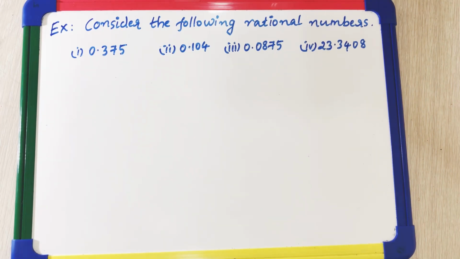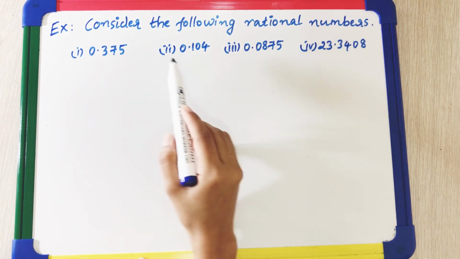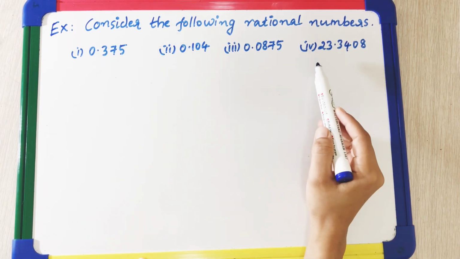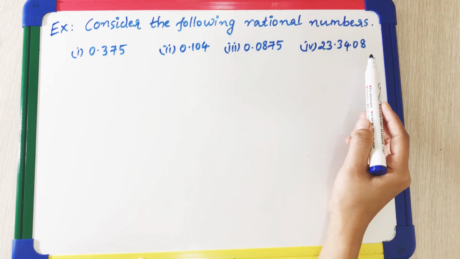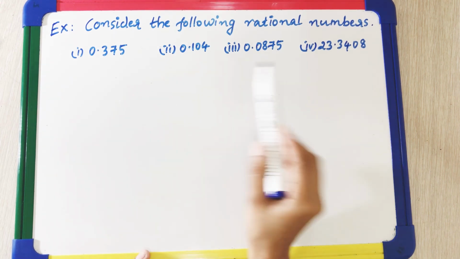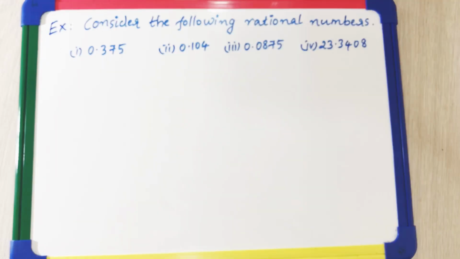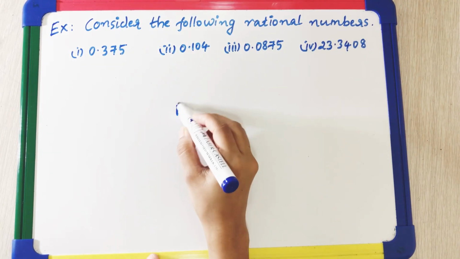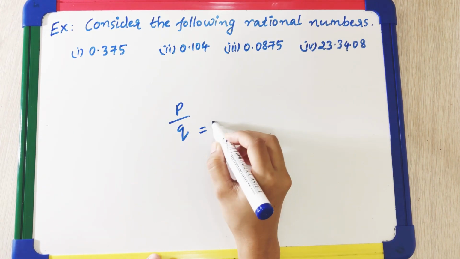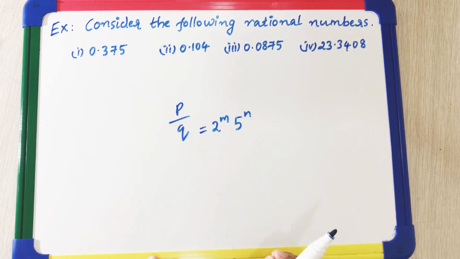Example. Consider the following rational numbers. First one 0.375, second one 0.104, third one 0.0875, and fourth one 23.3408. Here some rational numbers with a terminating decimal expansion are given. We have to write them in the form p by q, where p and q are co-prime and q has the prime factorization 2 raised to m into 5 raised to n, where m and n are non-negative integers.